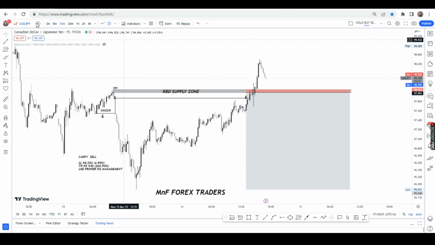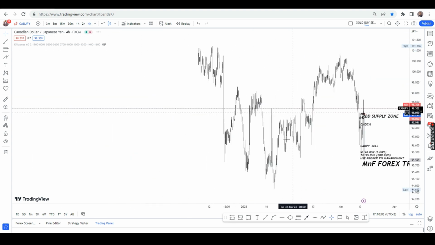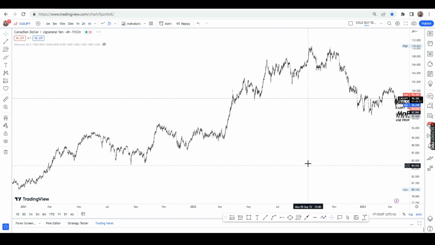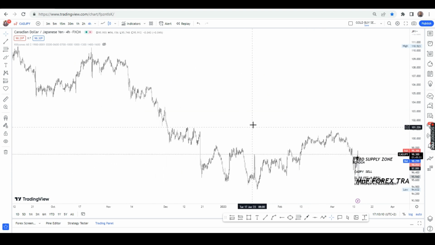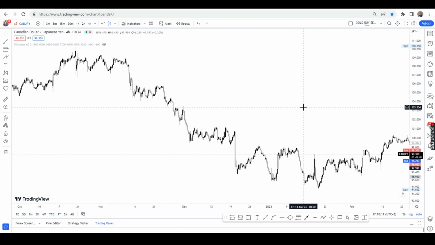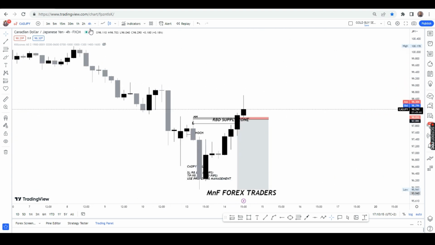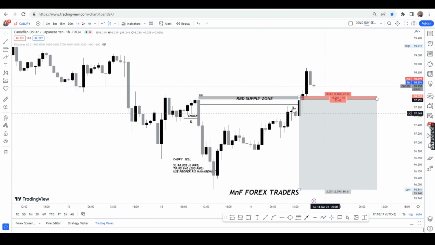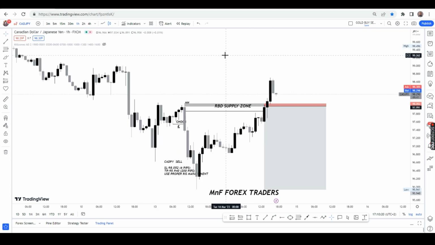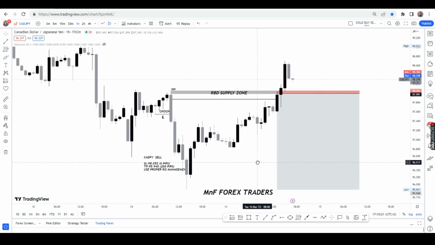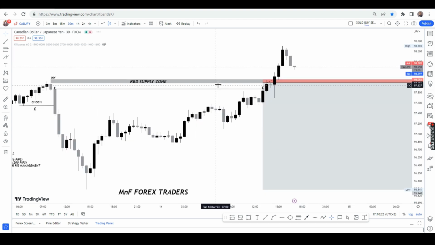All right, so let me just do the breakdown for you guys so that you see what happened on this particular trade right here. You're going to agree with me that this market has been to the downside for a long time, right? So what we did was we came here on the 1 hour time frame, and then I saw this beautiful setup right here on the 30 minutes time frame.